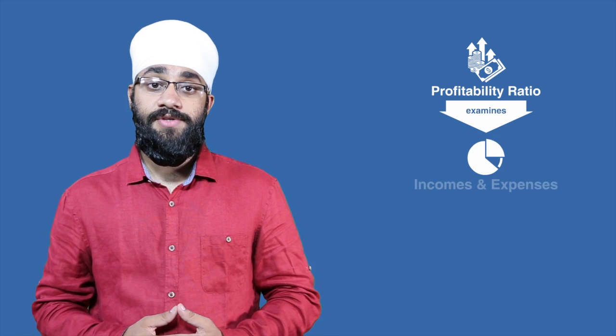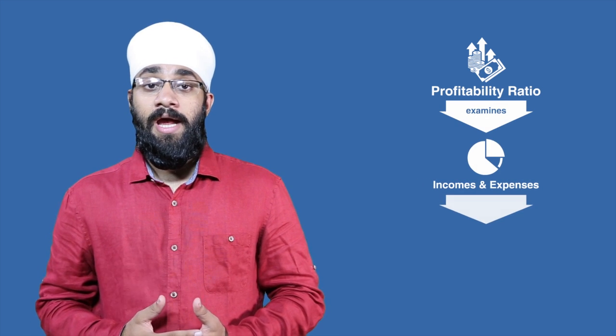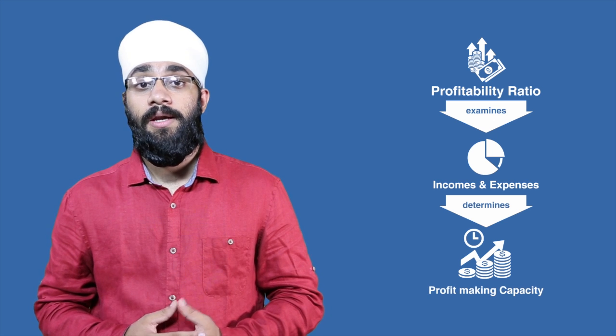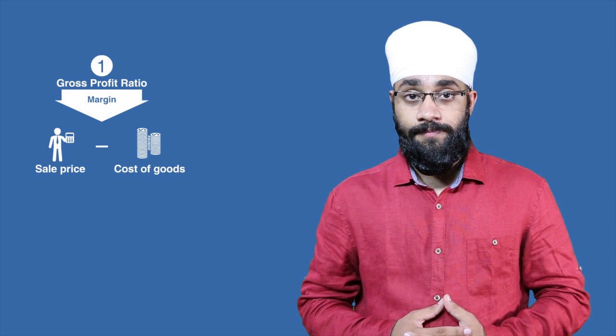Under profitability ratios, we examine the incomes and expenses of a business and try to determine its profit making capacity. The first in this category is the gross profit ratio. Gross profit simply is the margin that the business makes. It is the difference between sale price and cost of goods sold.